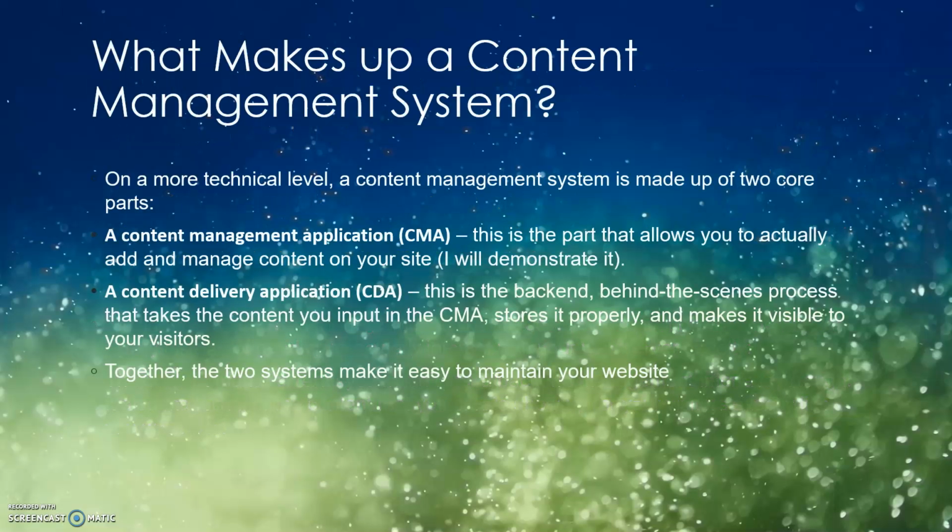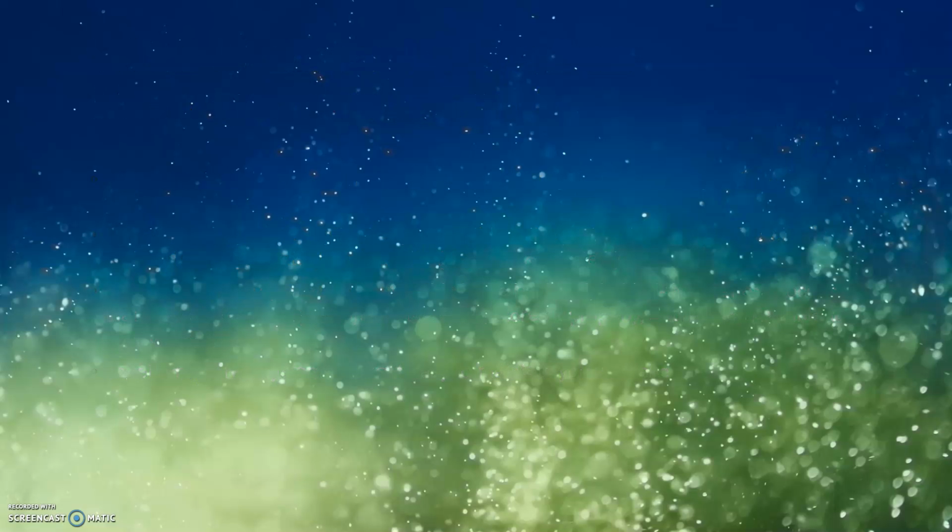What makes up a content management system? On a more technical level, a content management system is made up of two core parts. CMA, content management application. This is the part that allows you to actually add and manage content on your site. We'll demonstrate that. A content delivery application is the back end, behind-the-scenes process that takes the content you put in the CMA, stores it properly, and makes it visible to your visitors. Together, the two systems make it easier to maintain your website.